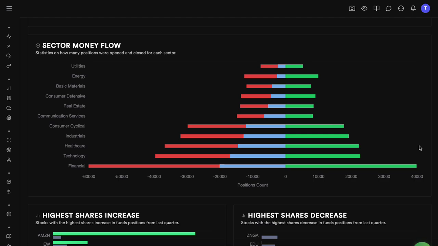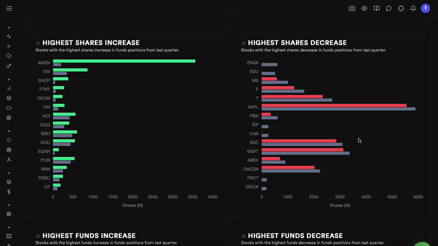Because of how this data is delayed by a good period, sometimes we can miss big moves. So what I actually use this dashboard for is, if I have a thesis and I want to build a big position in a stock such as Shopify, then I'll see how funds are dealing with that stock, and if funds are bullish, then I'd like to start building a position as well.